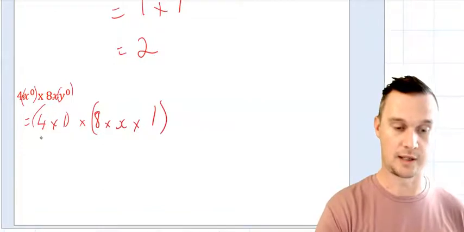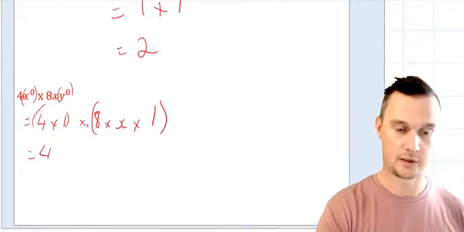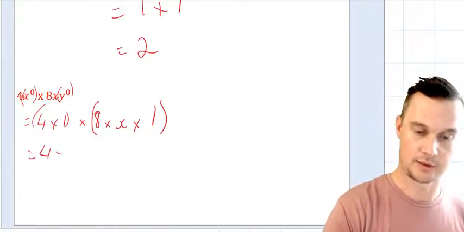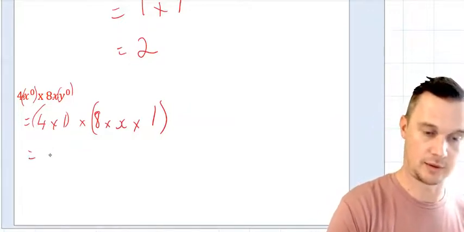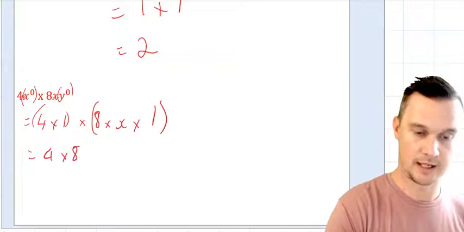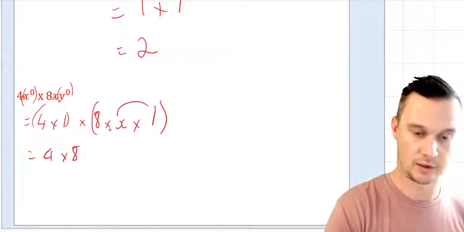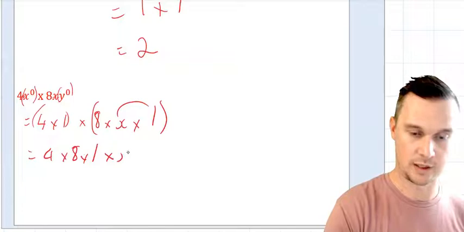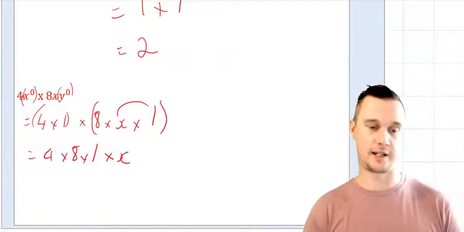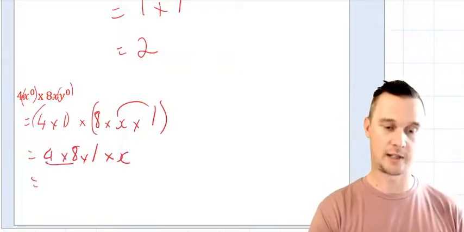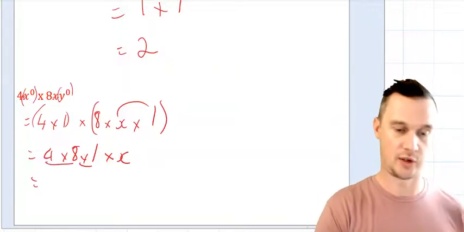So 4 times 1 equals 4, times 8 equals 32. So we've got 4 times 8. I'll bring the 1 closer so we get a good example. Times 1 times x. I'll put my numbers next to each other. So I now have 4 times 8 times 1, which equals 32x.